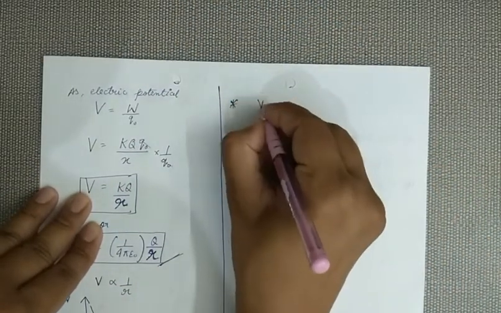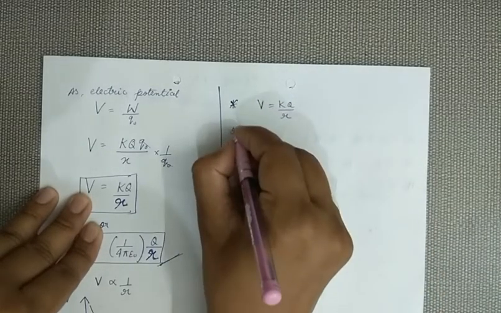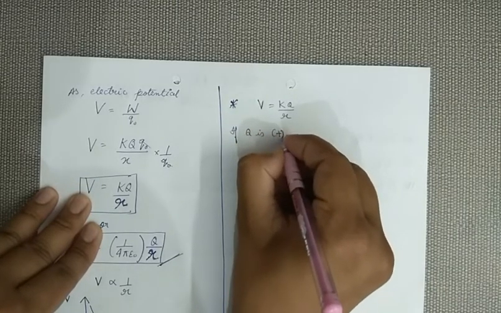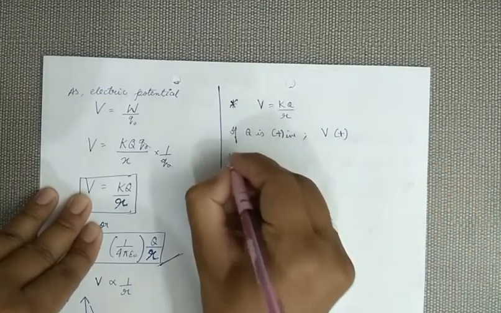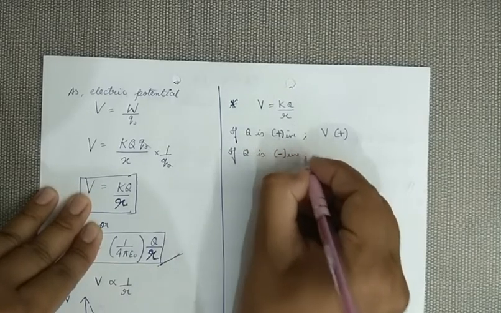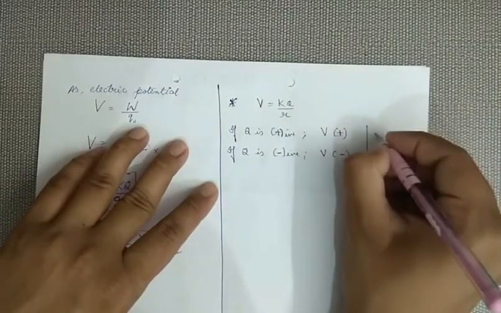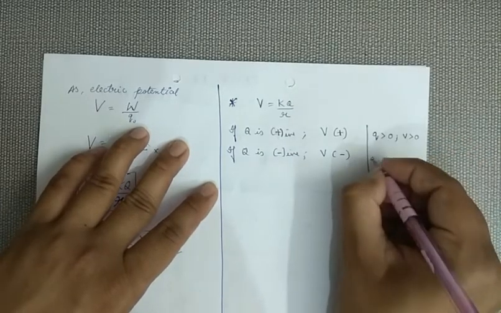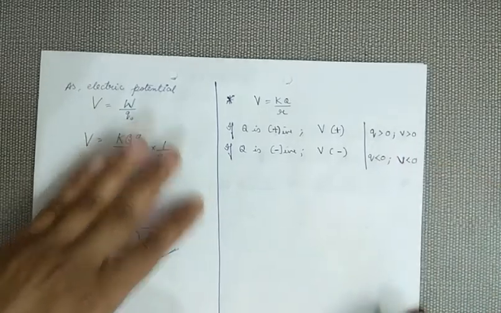Now if V equals k times q by r, so if your charge is positive, that means your potential will also be positive. And if your charge is negative, then at that point potential will also be negative. Very simple concept. If q is greater than 0, potential will also be greater than 0. If q is less than 0, potential will also be less than 0.